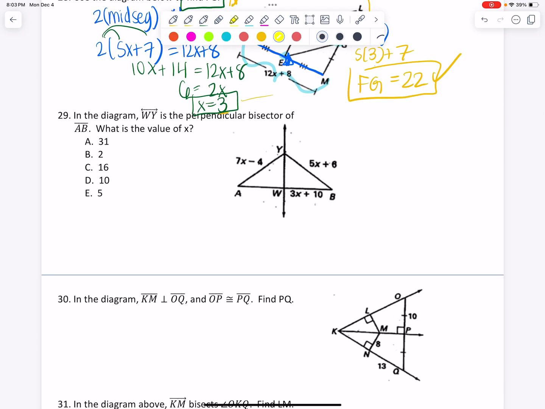All right, this one says in the diagram, WY is the perpendicular bisector of the segment AB, it says at least, which means that this piece is congruent to this piece, and that's the bisector part. It also means that those are right angles. This yellow segment bisects this blue segment, and it wants to know what is the value of X.